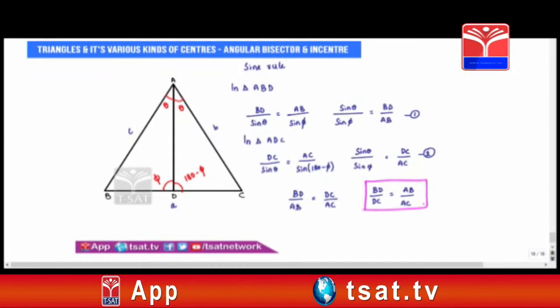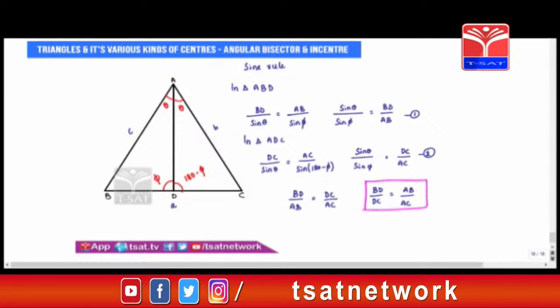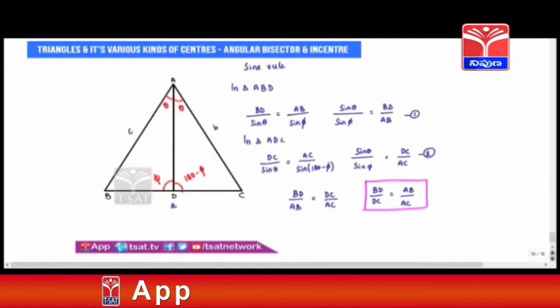So, here is an angular bisector of a triangle. For this triangle, angular bisector AD divides the opposite side BC. An angular bisector of a triangle AD divides the opposite side BC in the ratio of its adjacent sides. Now, what are its adjacent sides? The adjacent sides are AB and AC.